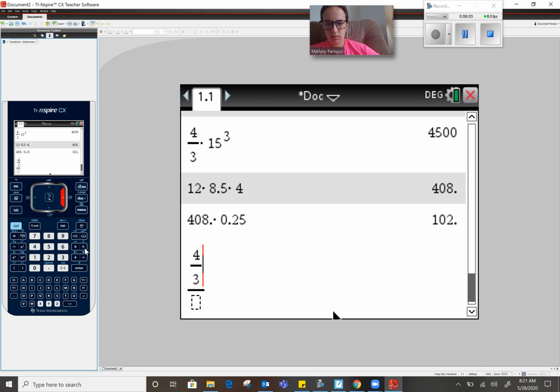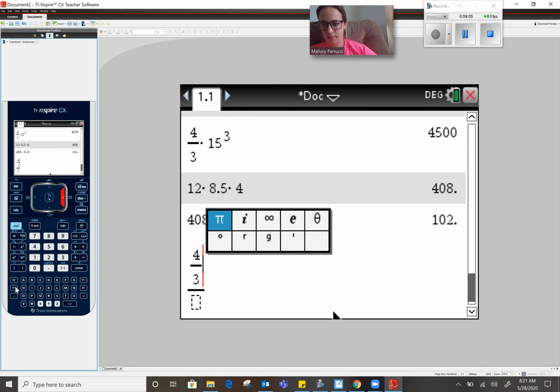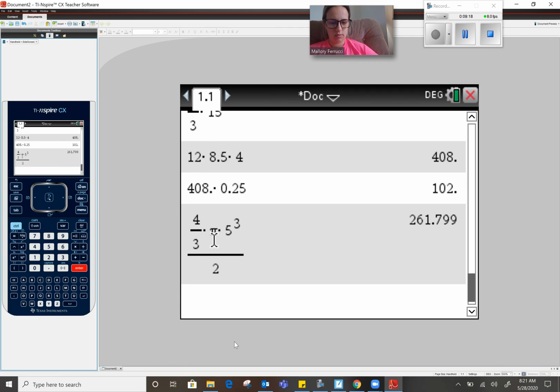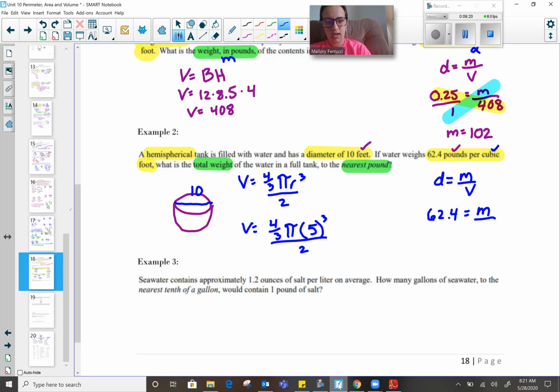Four thirds pi times 5 cubed, all over 2. Okay, so it's 261.799. That's an approximation. So that's what I'm going to put there.